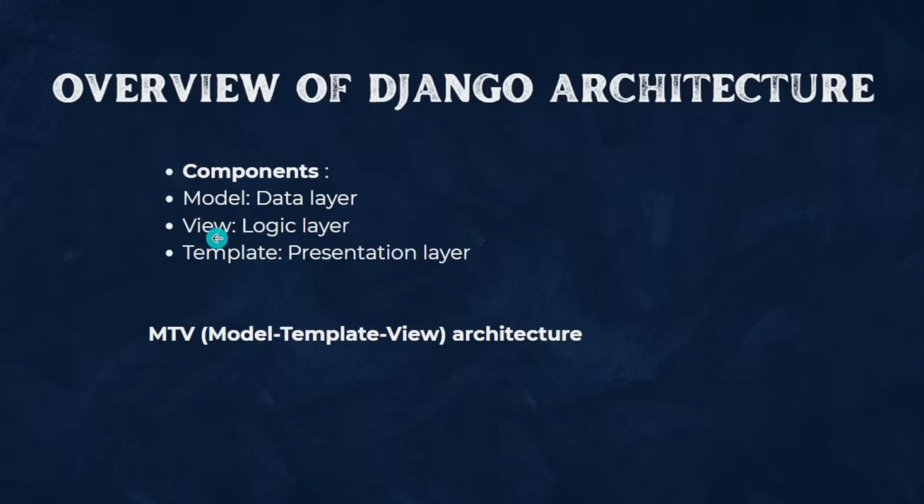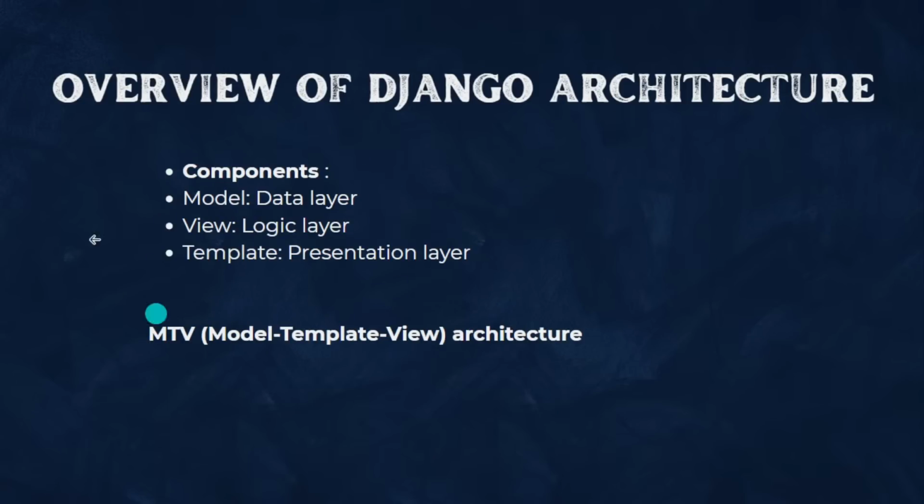And view is used for logic. It handles the logic layer. Logic layer is nothing but telling the computer you can do something like this. These are the commands processed by the view. And template is used for the presentation layer. It is basically the front end. The template handles the front end things. What you see on the website is called the front end, right? And the templates are used to show the front end things.